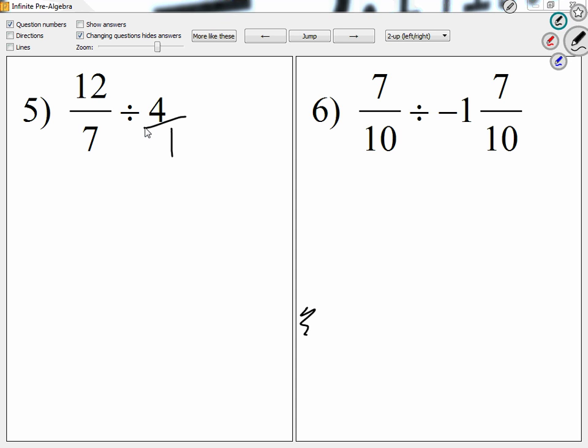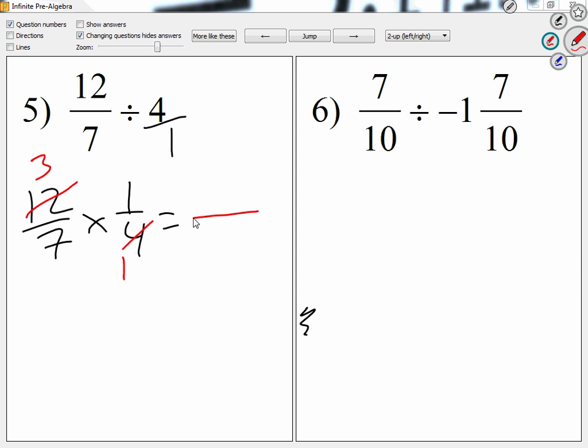Alright, first of all, make sure they're all fractions. So I put a 1 on the second number. I don't have mixed numbers, so I'm good to change this to multiplication. So I'm going to have 12 over 7 times 1 over 4. Simplify if you can. I'm going to choose the 12 and the 4. Remember, always choose a number from the top and a number from the bottom, even if they're from separate fractions. Divide each by 4, and just multiply straight across. What do you guys get? 3 over 7. Thank you.